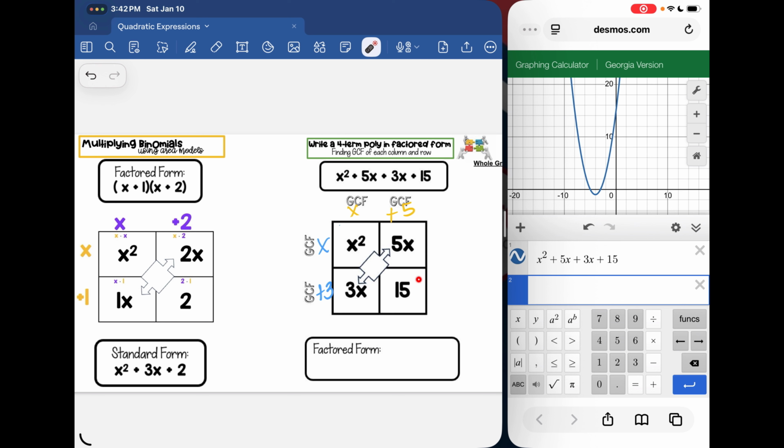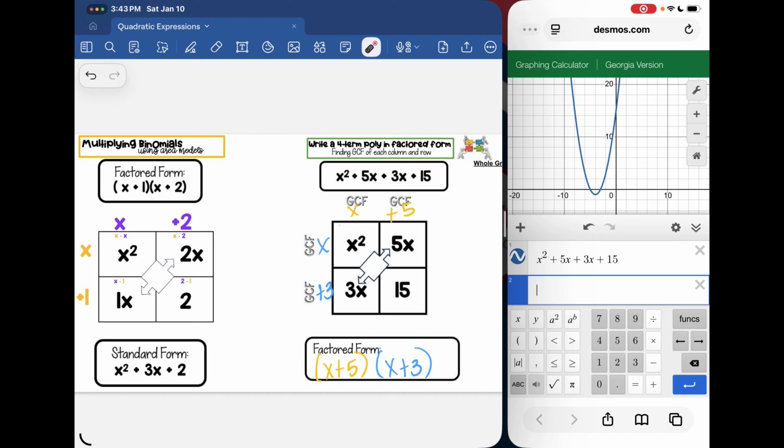And so then you say, well, Ms. Carter, we didn't do anything for 15. Well, what is 5 times 3? 15. So now the values that I have on the outside of my box give me my two binomials. Across the top, what would be the first binomial? x plus 5. Well, down the sides, what would be the second binomial? x plus 3. So factored form, aka product of my two binomials, would be x plus 5 times x plus 3.